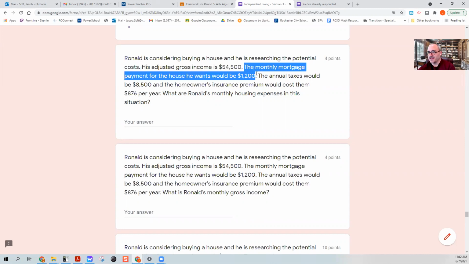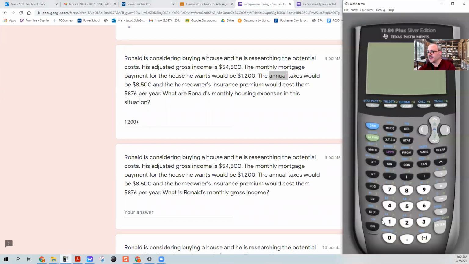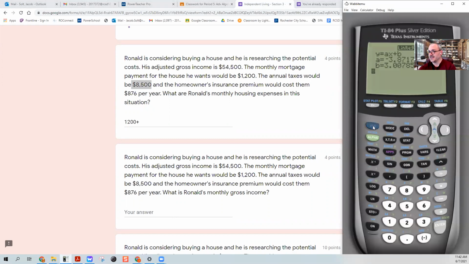The next piece, the monthly mortgage, is going to be $1,200. So that's part of the monthly housing expenses, the monthly mortgage payment. The annual taxes would be $8,500. Okay, well, that's annual though. I need monthly. So let me go to my calculator. How do I convert $8,500 yearly into taxes monthly?